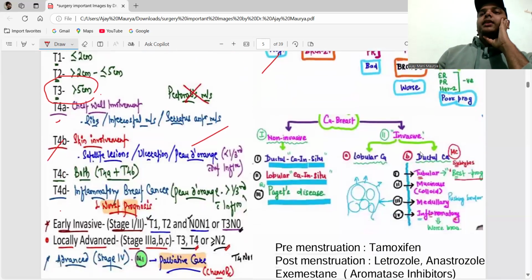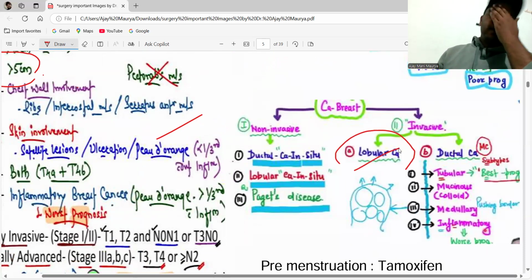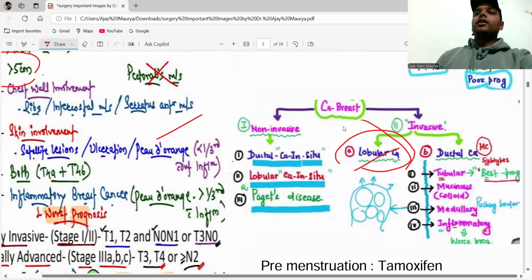So here are the types of breast cancer, guys. You have to remember this is the invasive lobular carcinoma. You'll see here the Indian file-like pattern, due to the loss of E-cadherin. We'll see the Indian file-like pattern in the case of invasive lobular carcinoma, guys.